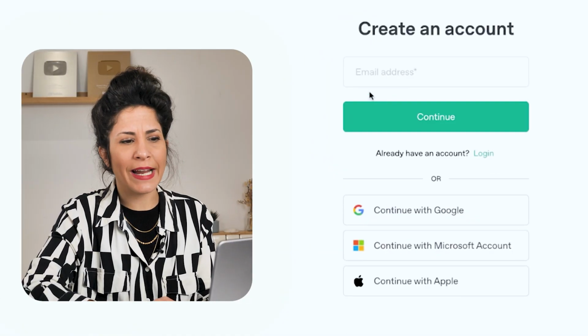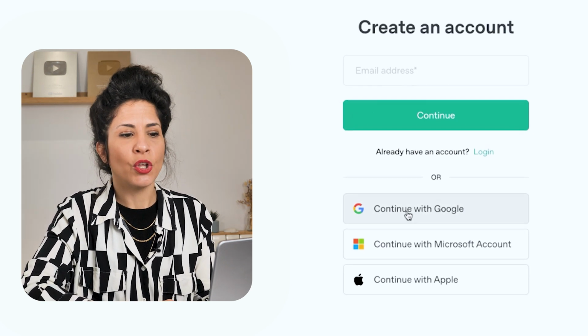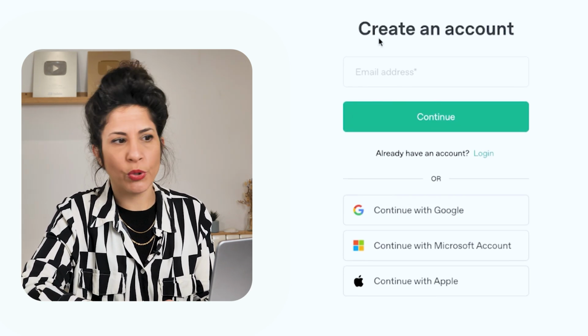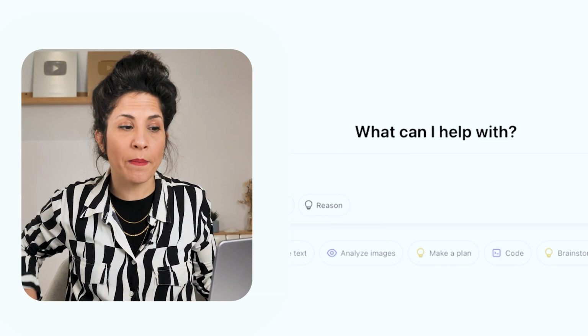Let's go ahead and log into ChatGPT. This is how it's going to look at the beginning. So you'll just need to type in your email address, and usually you can just log in with your Google account if you have it. That is the one thing that you need to do so that it remembers you.